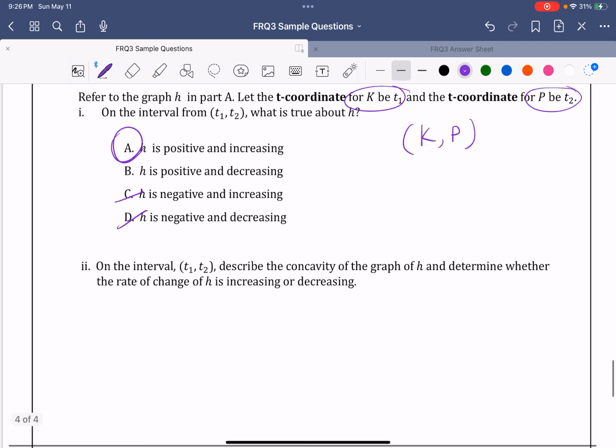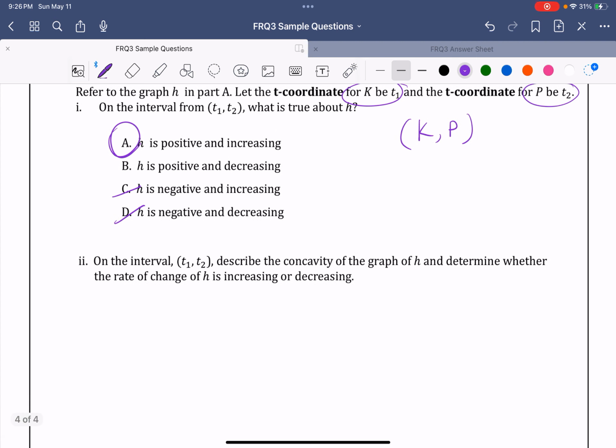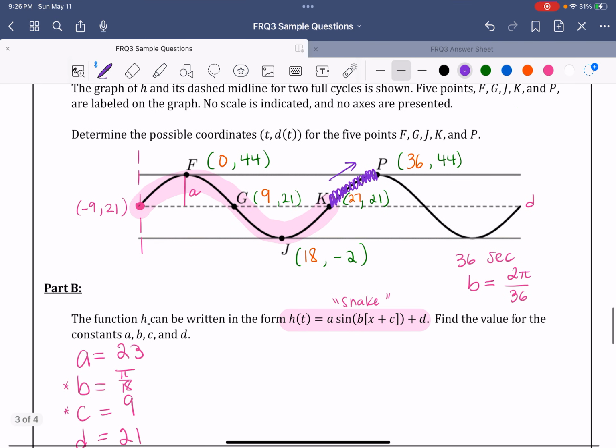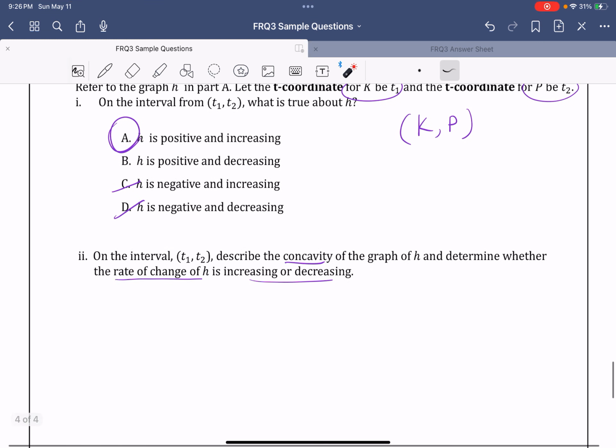And then part C2, on that same interval from K to P, so they said T1, T2, but it's that same one, describe the concavity and determine whether the rate of change is increasing or decreasing. So on that piece, that part is concave down. And I know that when it's concave down, rate of change is decreasing. So I know that the graph itself is going up. The graph is increasing, but rate of change is decreasing. So we just got to answer in a sentence.